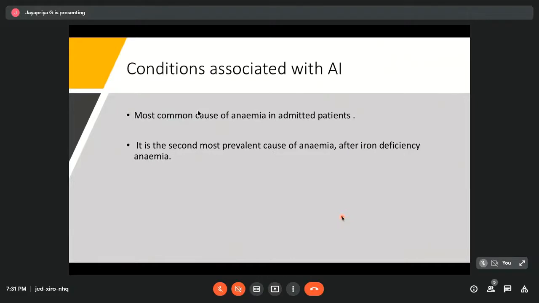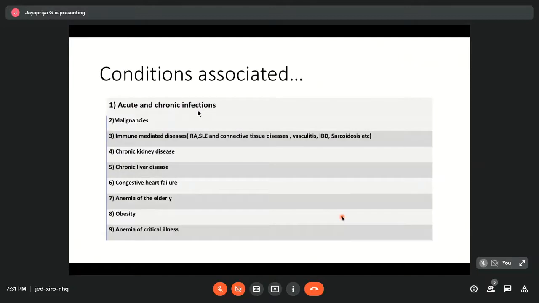It is the most common anemia in patients admitted in hospitals, and the second most prevalent cause of anemia after iron deficiency anemia. As already told, it need not always be a chronic condition. Most commonly it is associated with infections, malignancies, and immune diseases like rheumatoid arthritis, SLE, vasculitis, IBD, etc. Also in chronic kidney disease and chronic liver disease. Besides, we can see anemia of inflammation in elderly patients, in patients with obesity, even in congestive heart failure, and in patients admitted in critical care units.